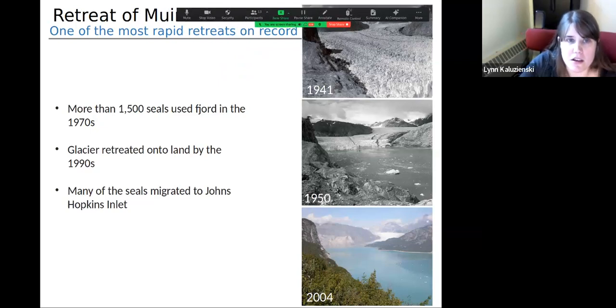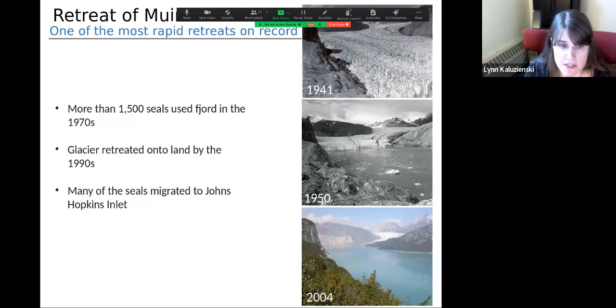Okay, so one of the most rapid retreats on record that we have is the retreat of Muir Glacier, and this is within Glacier Bay National Park. So we see on the top, this is a photo from 1941 to 1950, a really rapid retreat, and then to where it is now in 2004. So in the 70s, our seal counts were around 1,500 within that particular fjord. And the glacier itself retreated onto land in the 1990s.